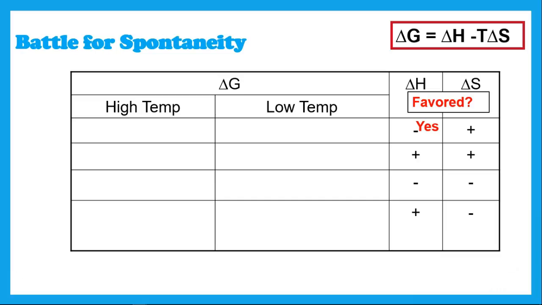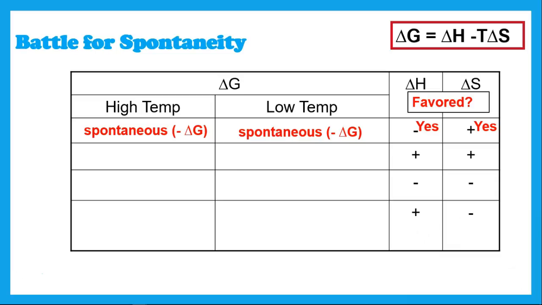When entropy is positive, when entropy increases, is that favored by the universe? Yeah, things become more random. Alright, so if both delta H and delta S are saying yes, then there's no battle here. Both are saying it's going to be spontaneous. Delta G is going to be negative.